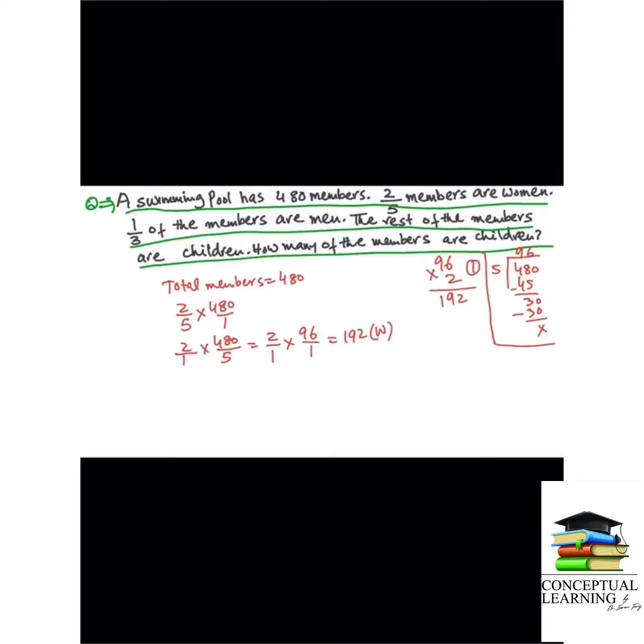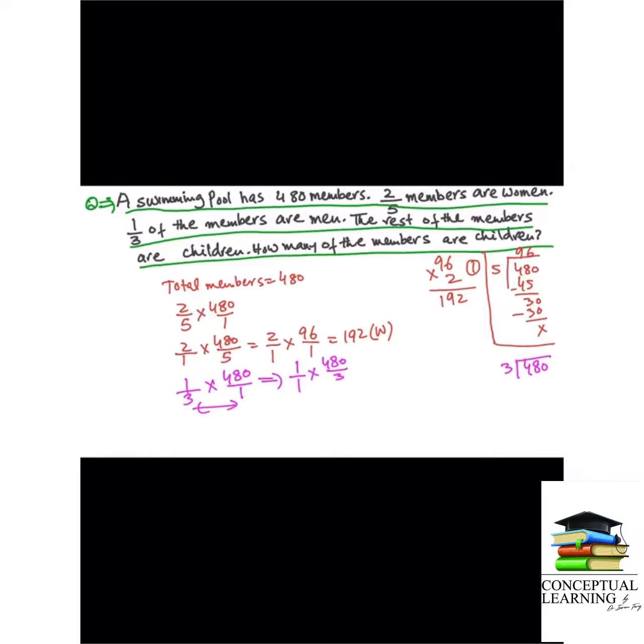Next part, 1/3 of the members are men. So I can use different colors to easily differentiate men from women. So it's 1/3 times 480. I have to convert this into a fraction as well, and we have to change the position of the denominator. So 1 over 1 times 480 over 3. We have to simplify this one as well.